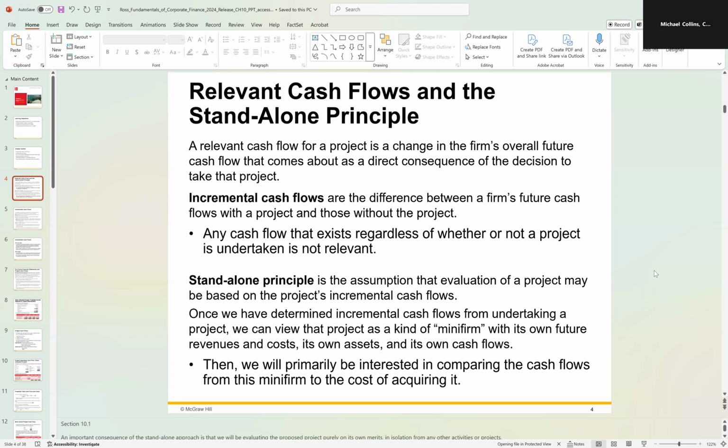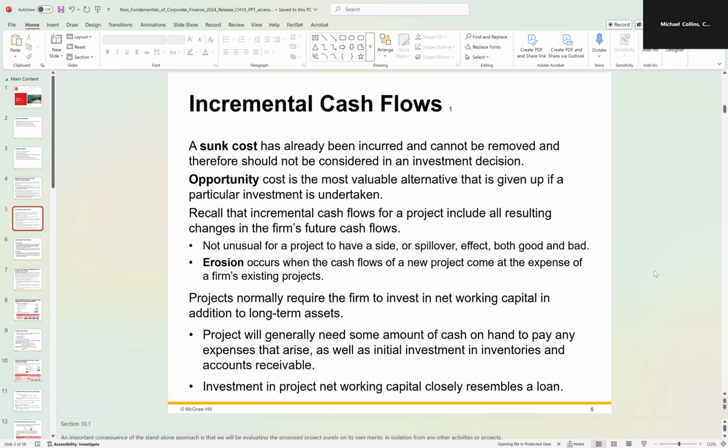Any cash flow that exists regardless of whether or not a project is undertaken is not relevant. The standalone principle is the assumption that evaluation of a project may be based on the project's incremental cash flows. We will primarily be interested in comparing cash flows from this mini firm to the cost of acquiring it. A sunk cost is one that's already been incurred and cannot be removed and therefore should never be considered in an investment decision. It's a sunk cost.